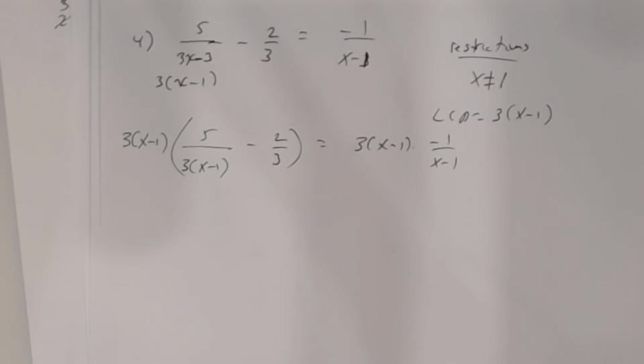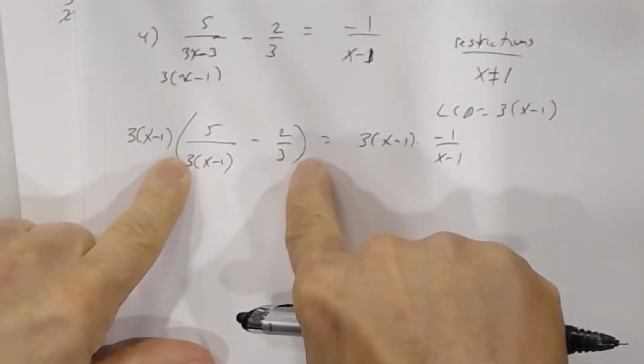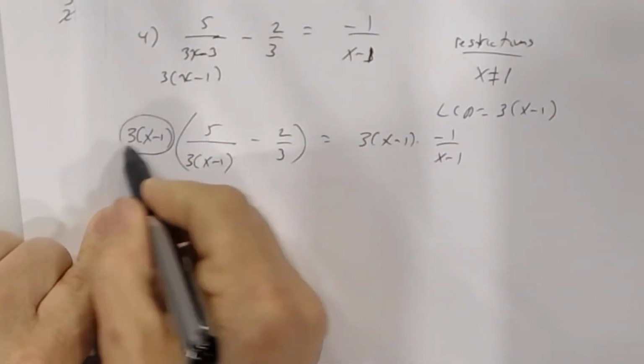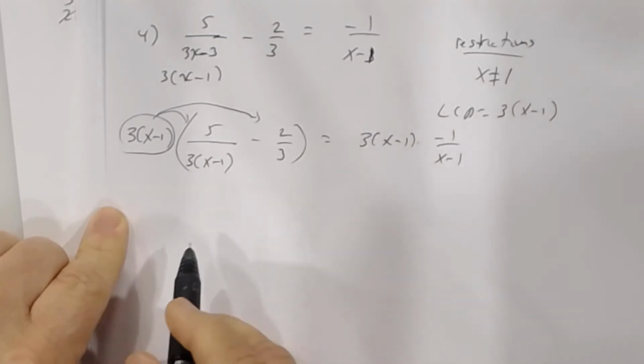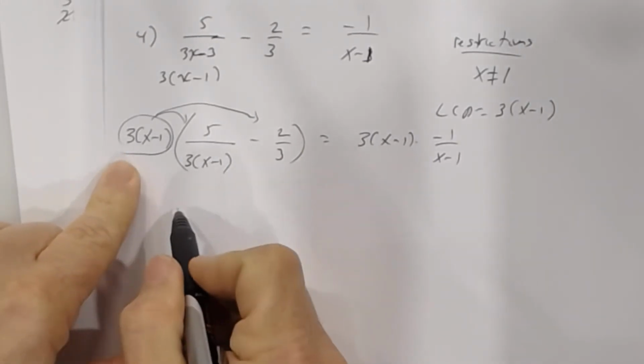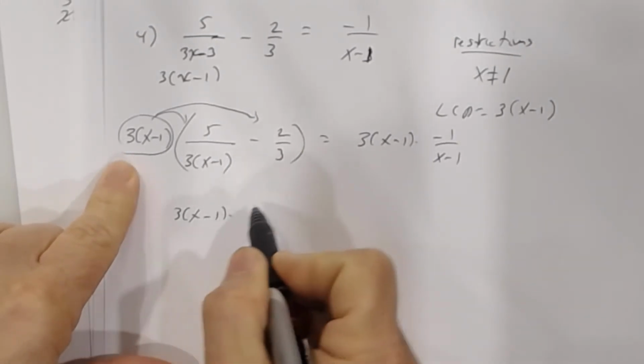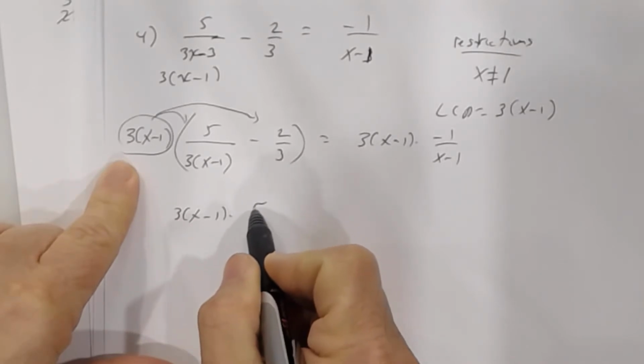Now, I got to get rid of that larger parentheses. So how will I do that? Distributive property. So I'm going to take this LCD and I'm going to distribute. So I'm going to say the LCD times the first fraction. What's my first fraction?